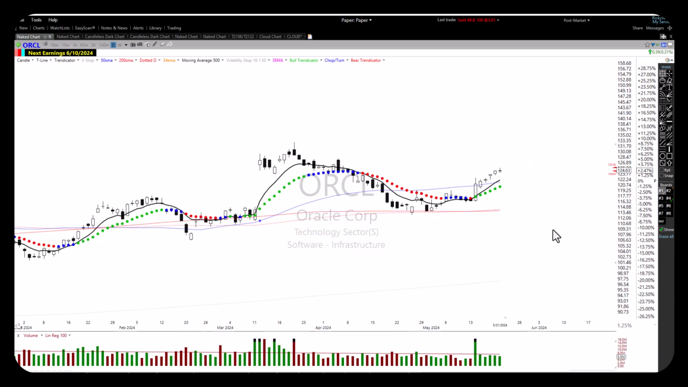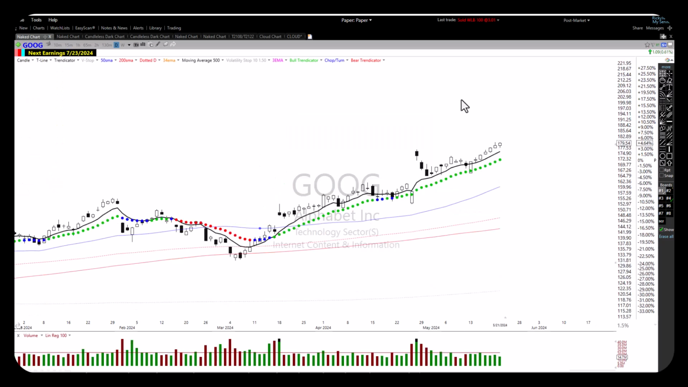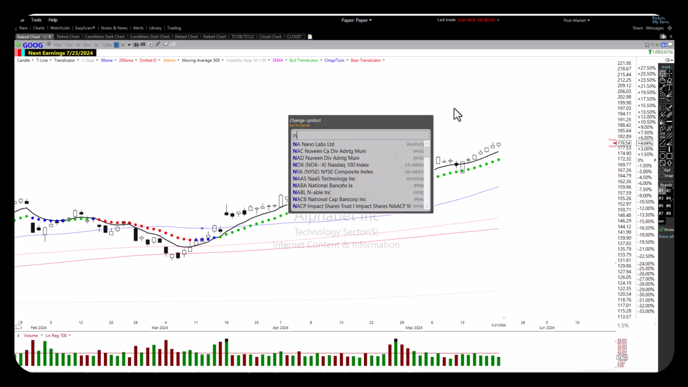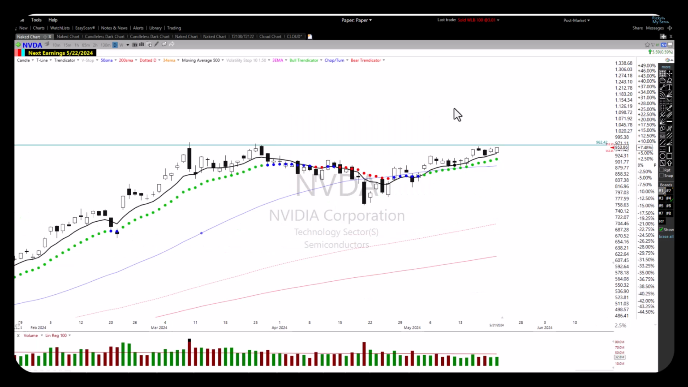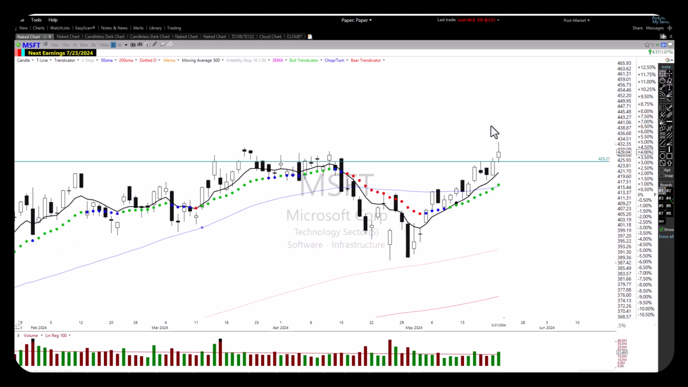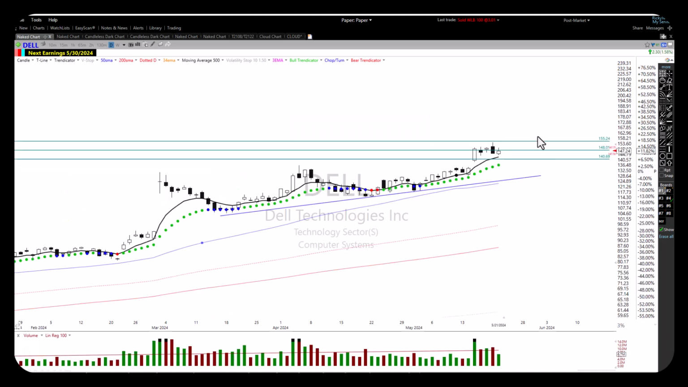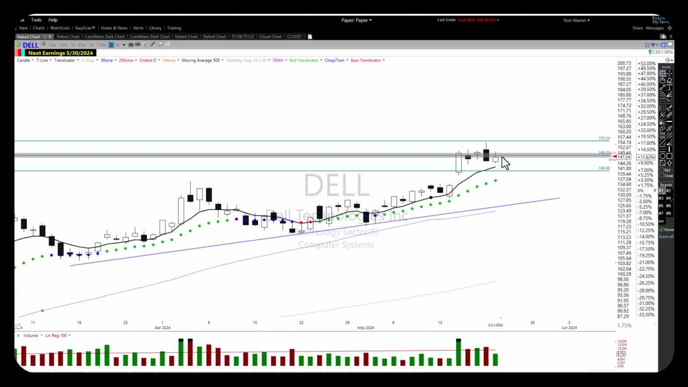Okay. And then what? Google. I won't spend as much time on these. Google's just a no-brainer. It's just a no-brainer trade. Nvidia. Yeah, I think Nvidia goes higher. I do. Microsoft. That's one of those no-brainers. Dell's on my watch list to buy on this pullback here. Pullback. You know, we'll see what happens here.